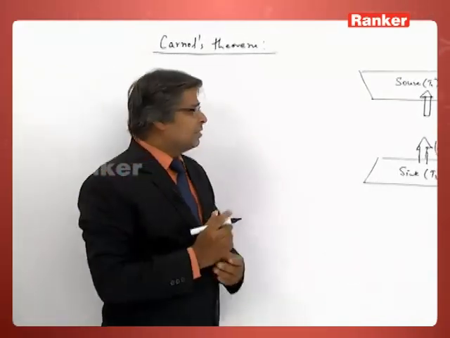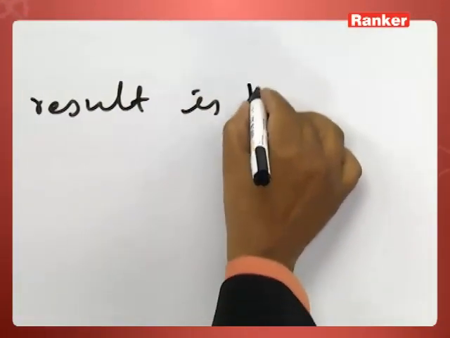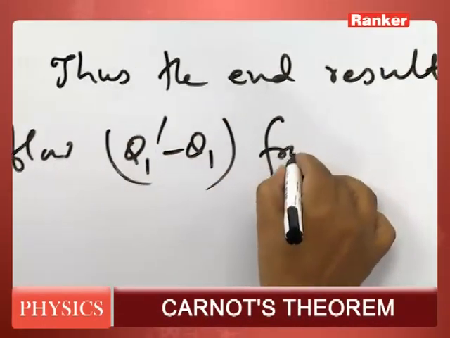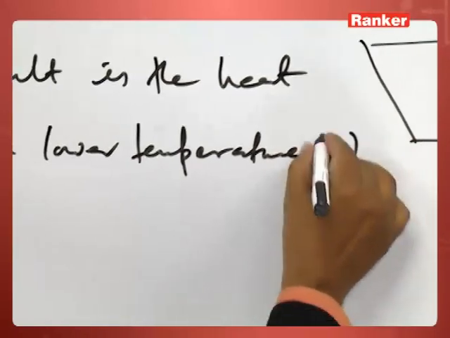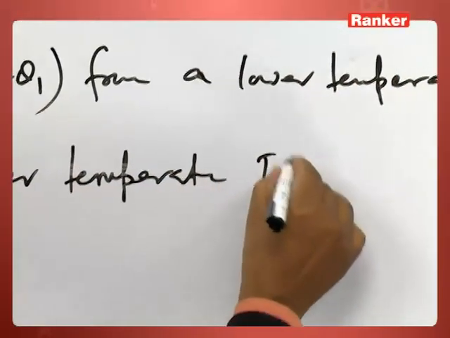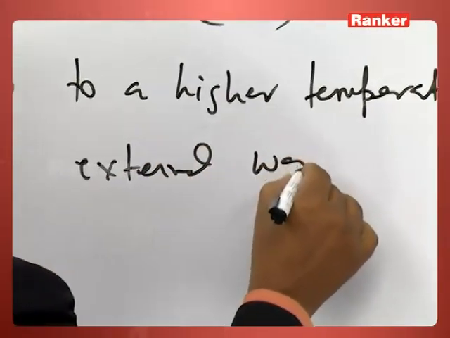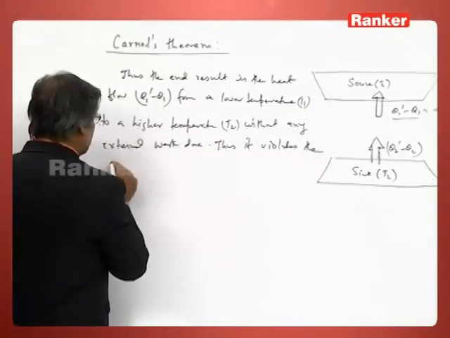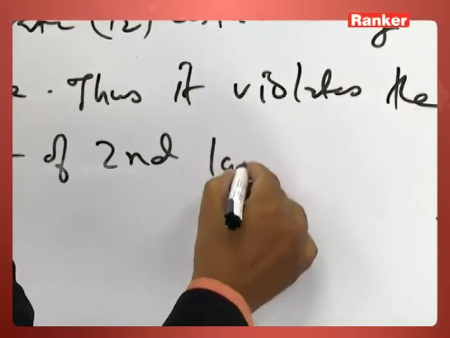Let us write this now. Thus, the end result is the heat flow Q1 dash minus Q1 from a lower temperature T1 to a higher temperature T2 without any external work done. Thus, it violates the Clausius statement of the second law of thermodynamics.